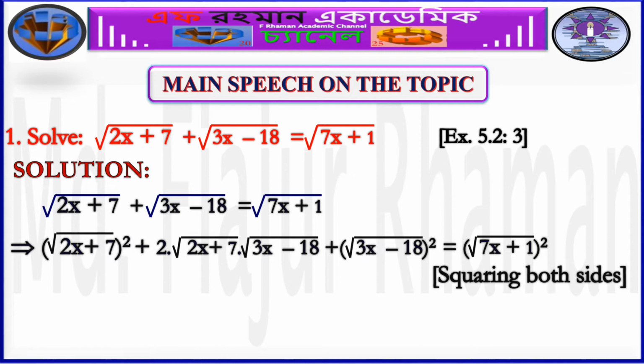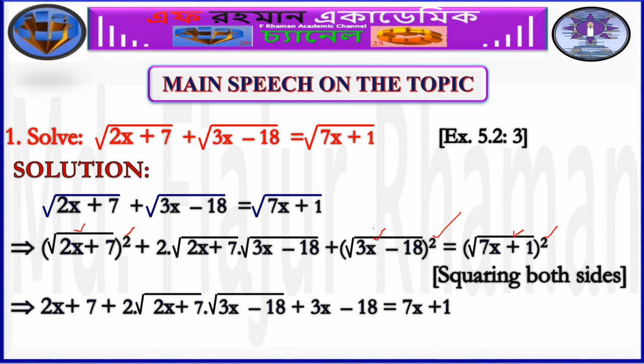Square root of 2x plus 7 whole square plus 2 into square root of 2x plus 7 into square root of 3x minus 18 plus square root of 3x minus 18 whole square is equal to square root of 7x plus 1 whole square. The square roots and the squares cancel out. That's why this equation implies that 2x plus 7 plus 2 into square root of 2x plus 7 into square root of 3x minus 18 plus 3x minus 18 is equal to 7x plus 1.